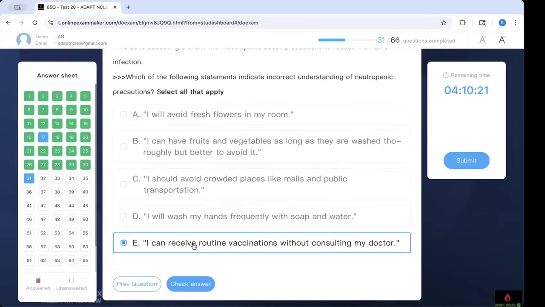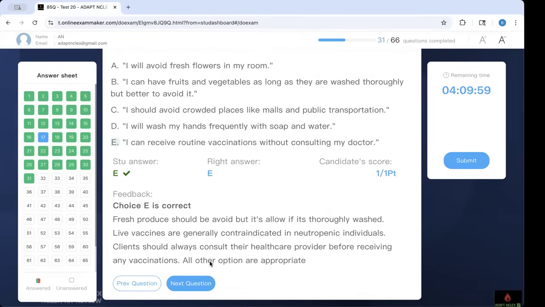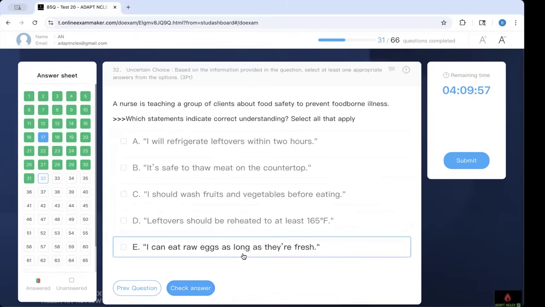Of course, you cannot have vaccination without talking to your doctor. Washing your hands is much better. You should avoid crowds. You should have fruit and vegetables as long as they are thoroughly washed, and it's better to avoid it. I will avoid fresh flowers in my room. All of these are effective. The only thing that is ineffective is E. Over selection, you mix all the points.